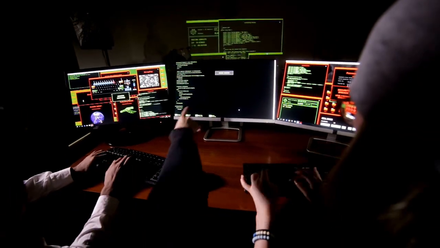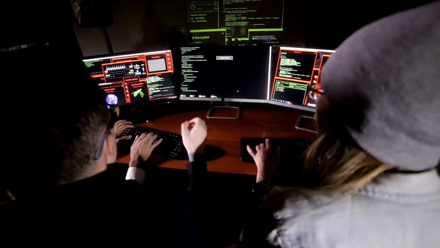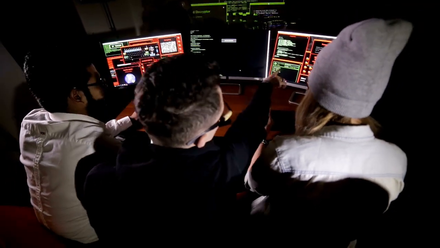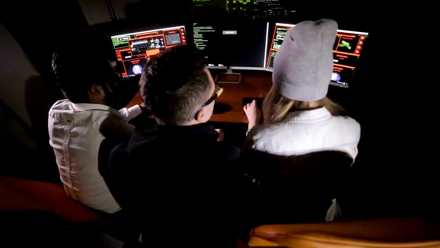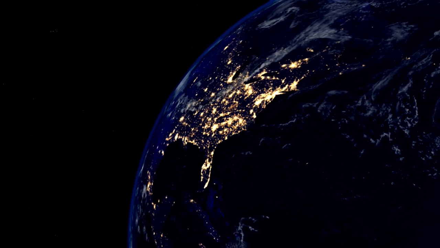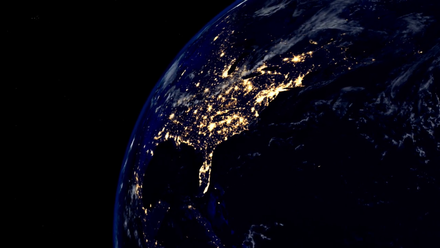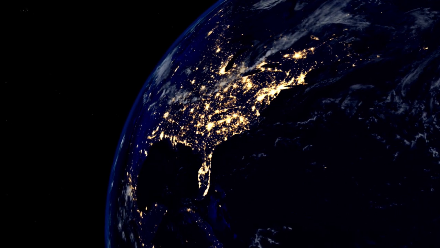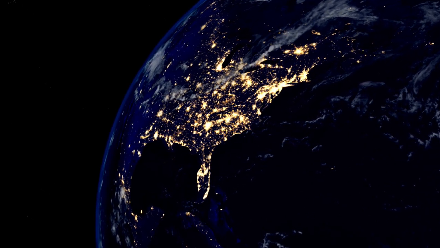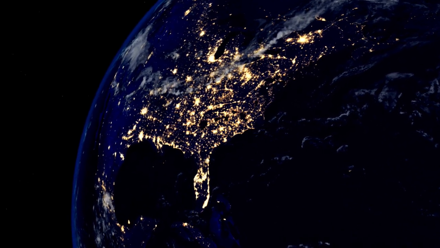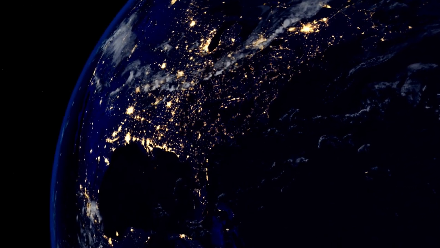Cyber attacks and infrastructure failures. In an increasingly connected world, cyber attacks targeting critical infrastructure, such as power grids or communication networks, could disrupt essential services and create chaos. Energy crises and fuel shortages. Reliance on finite energy resources and geopolitical tensions can lead to energy crises, affecting transportation, heating, and electricity supply.